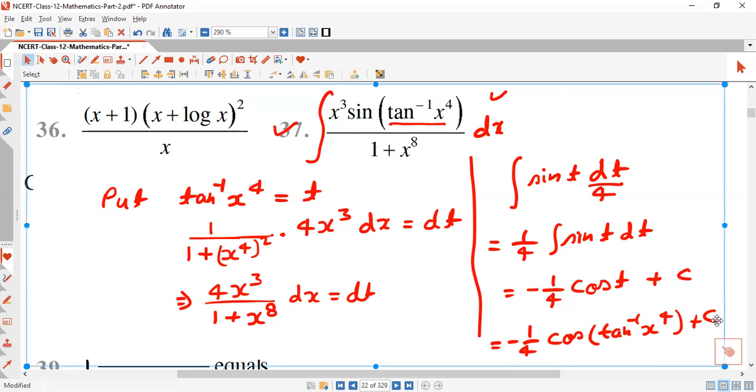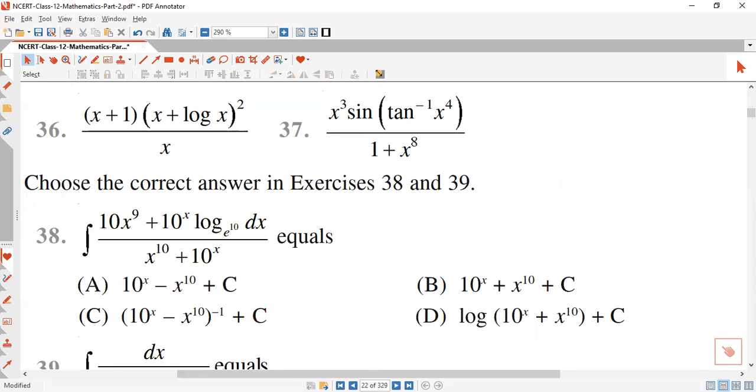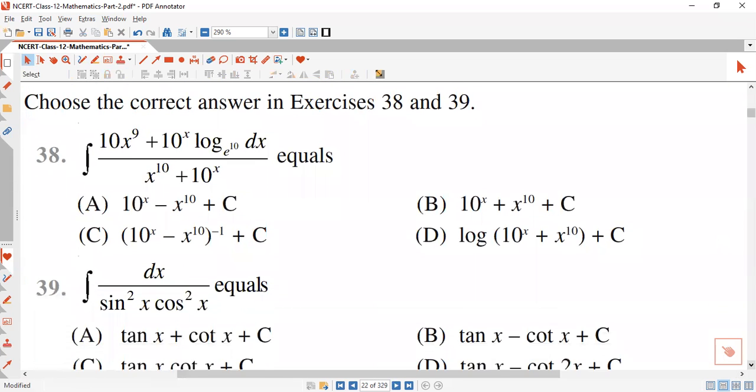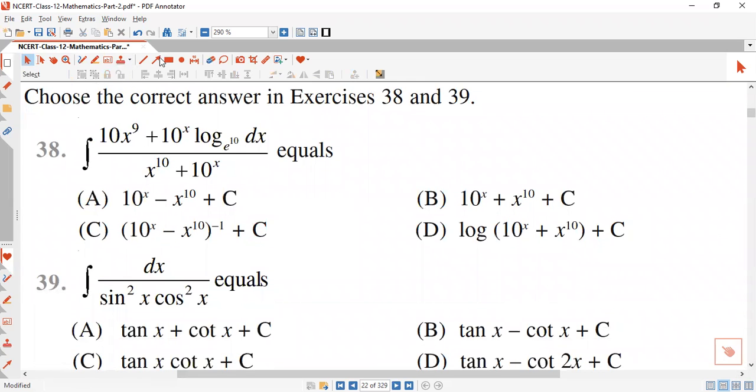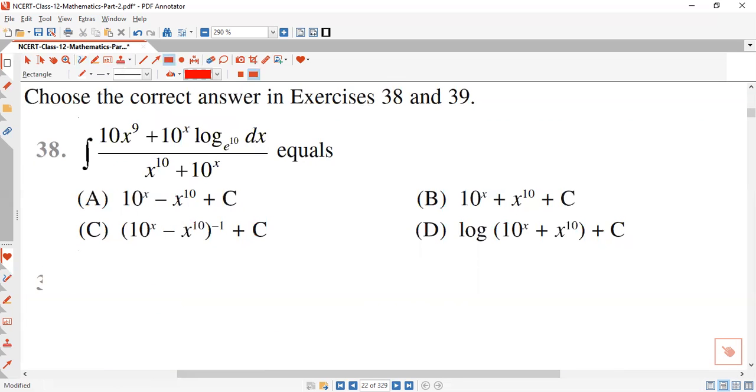Now we will do question number 38. Look at this question number 38. Choose the correct answer in exercises 38 and 39. We have to find the correct answer of this question. This integration is given to you. So what substitution do I have to take? Usually, we want to remove the denominators.